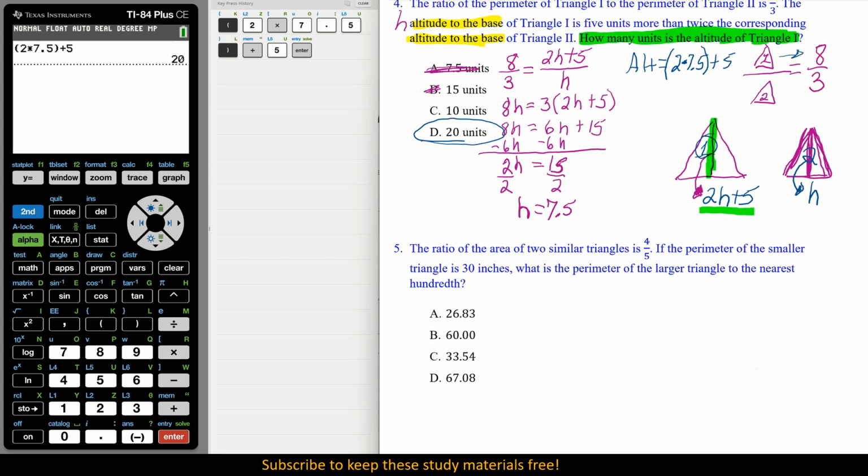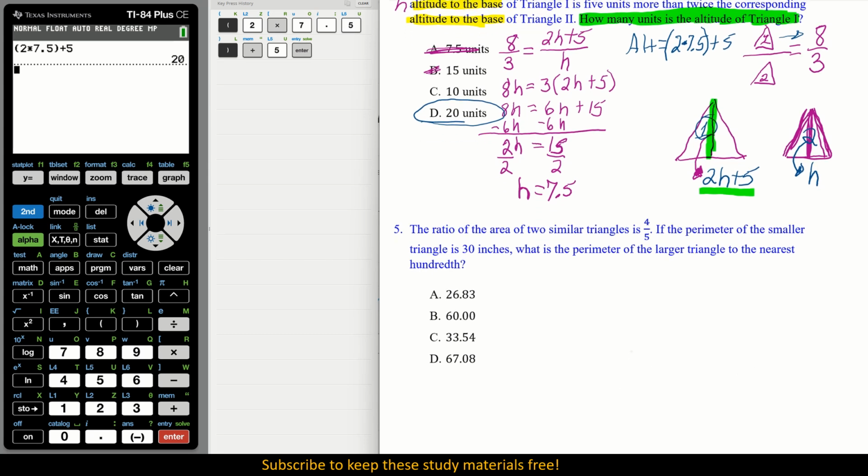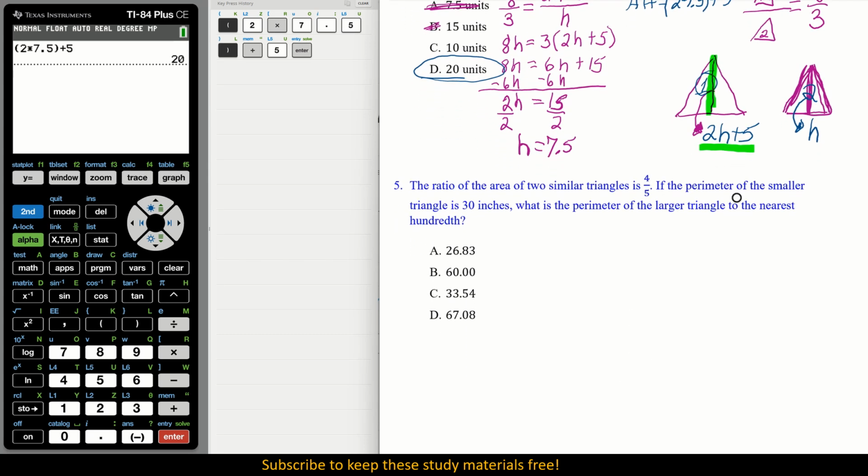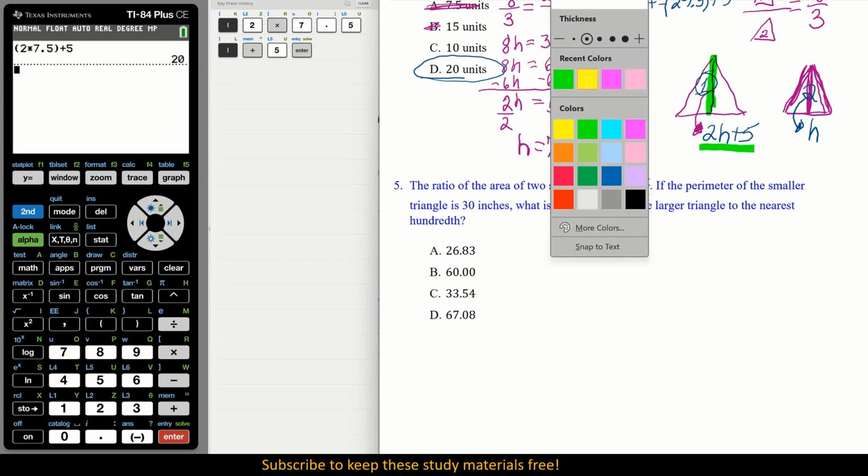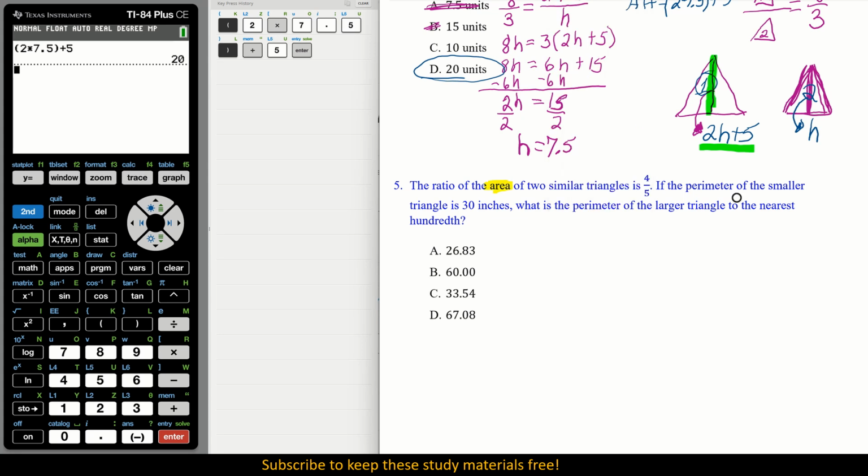Okay, let's look at number 5. Go up a little. All right, so it says the ratio of the area. Okay, let's go to our yellow. That's important. Of two similar triangles is 4 over 5. If the perimeter of the smaller triangle is 30, what is the perimeter of the larger triangle to the nearest hundredth? Okay, here's what we're doing.